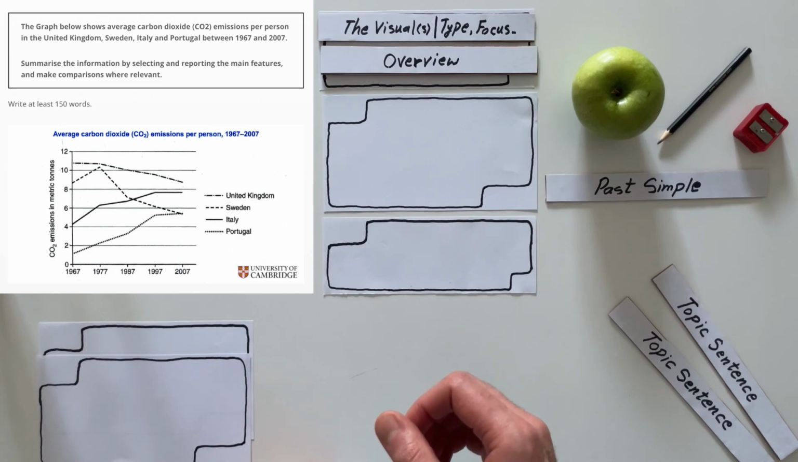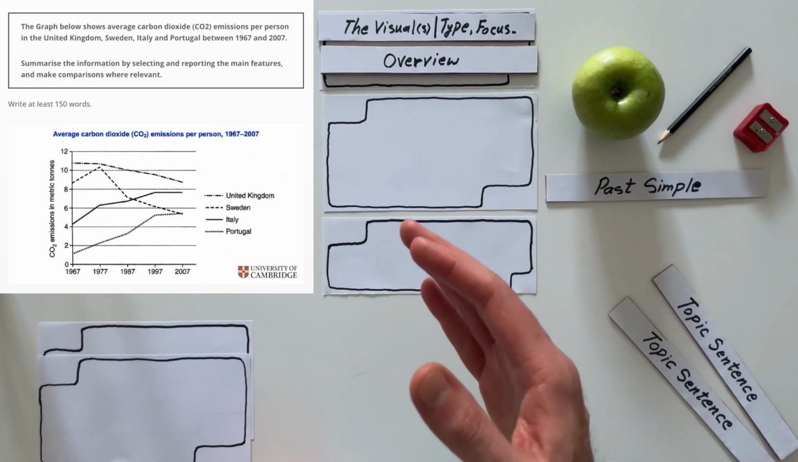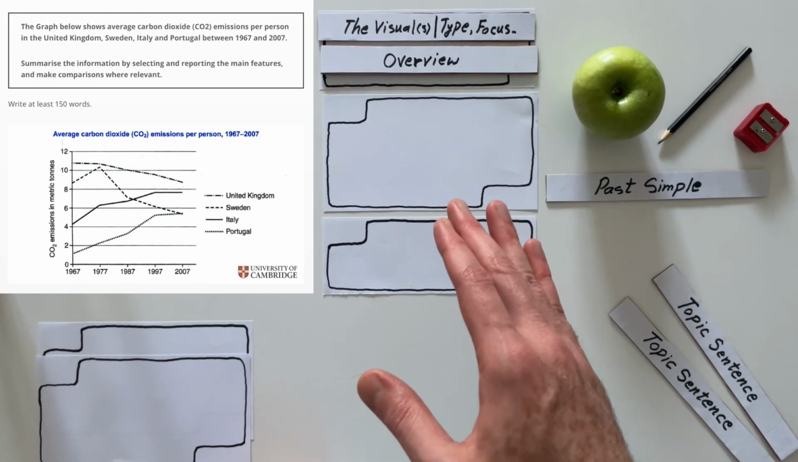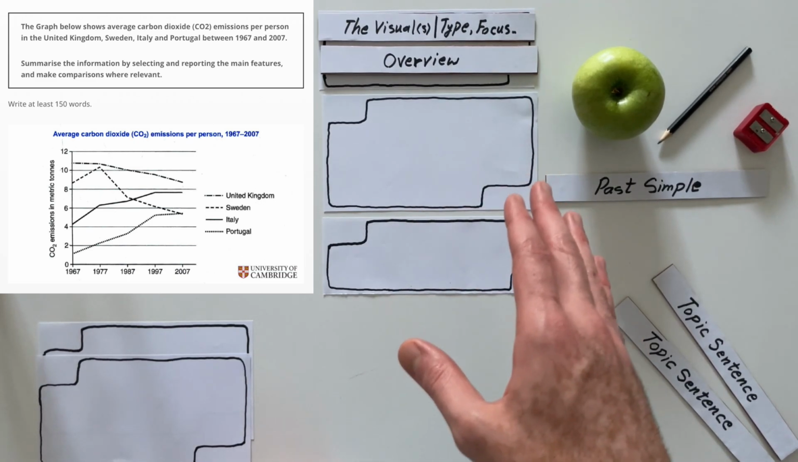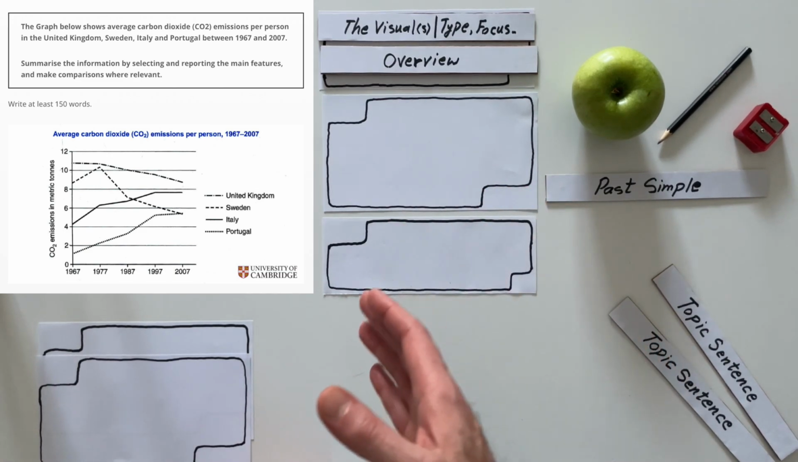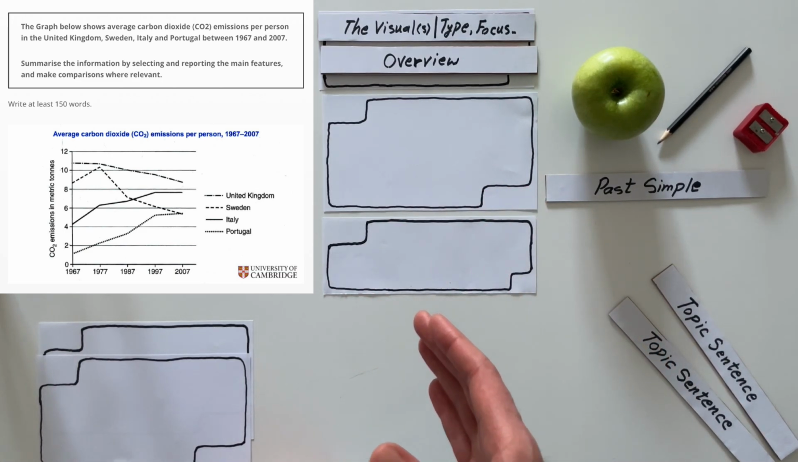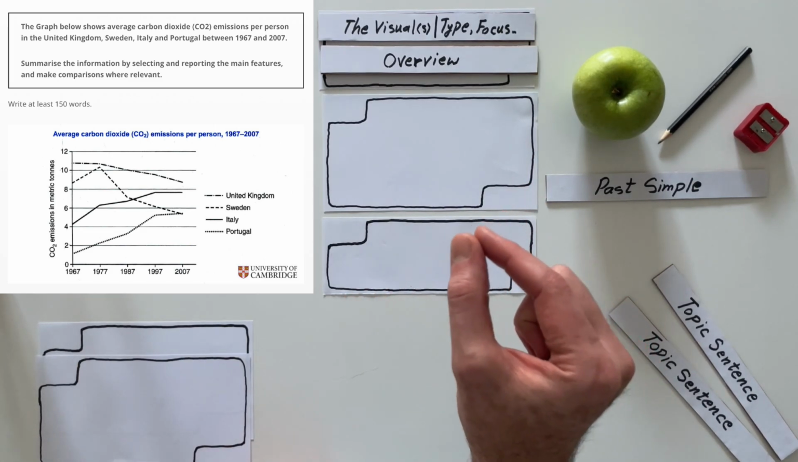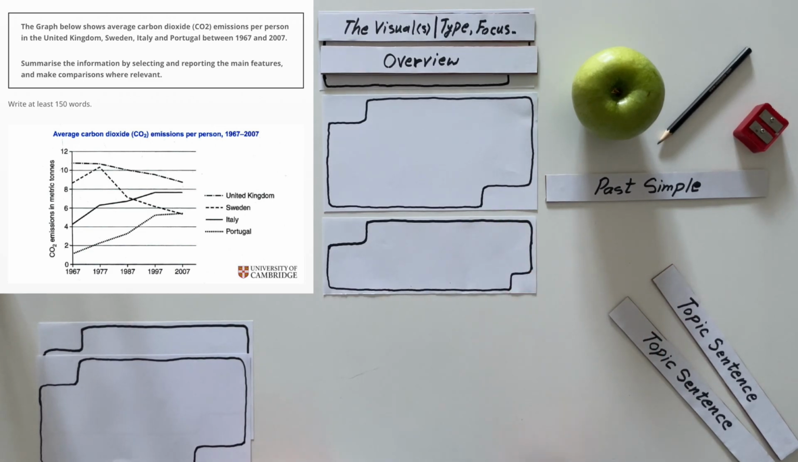Also, I can notice that Portugal remained the least country among the other 4 in emitting CO2 per person until 2007, when it was joined by Sweden. That can also be a significant point. So we need to decide which one to start with.